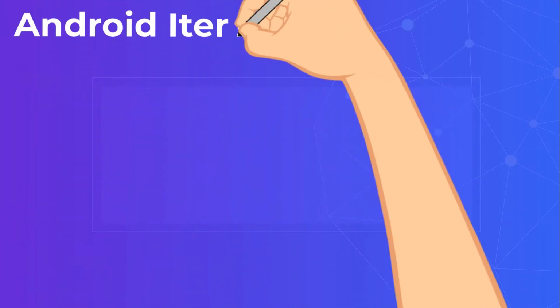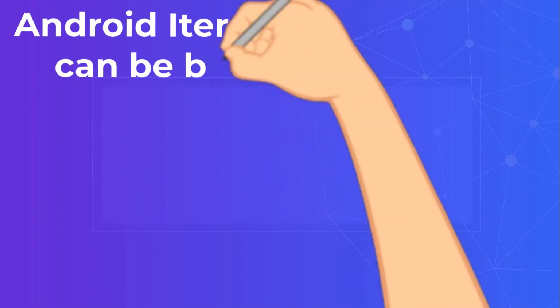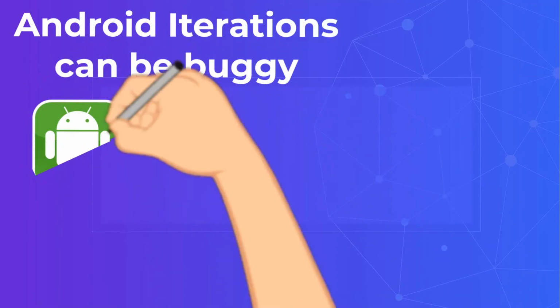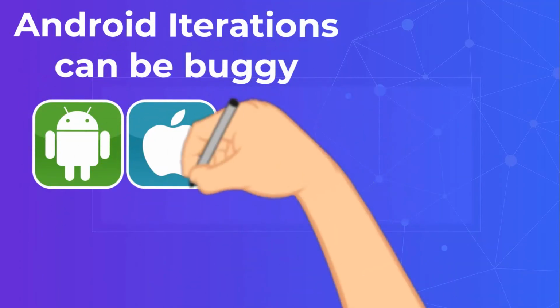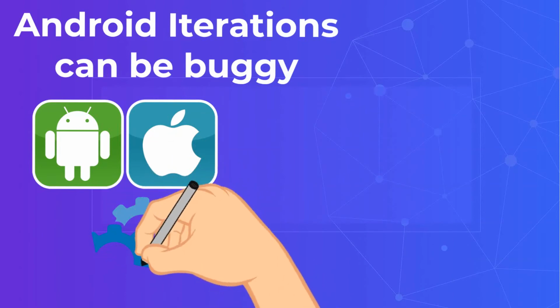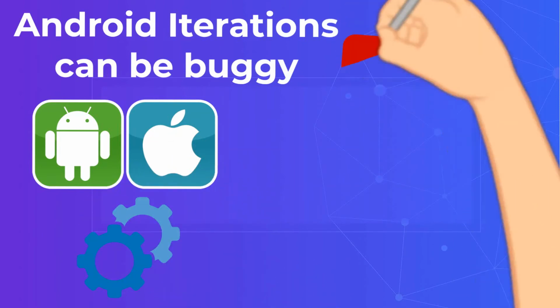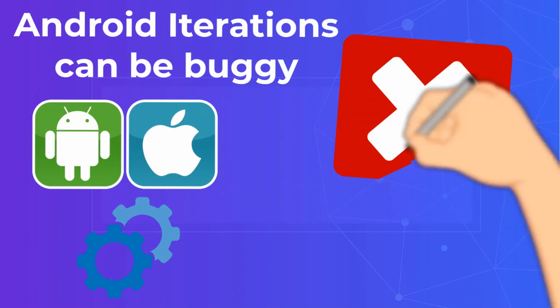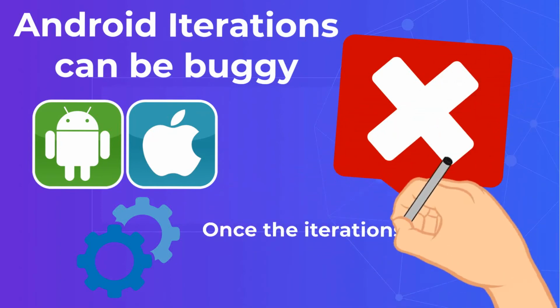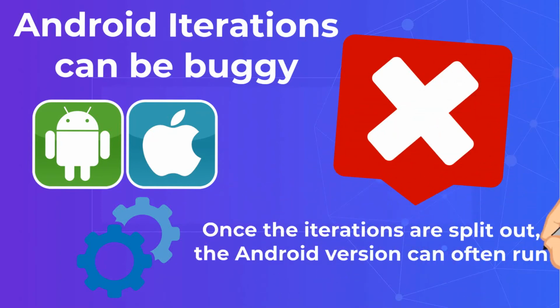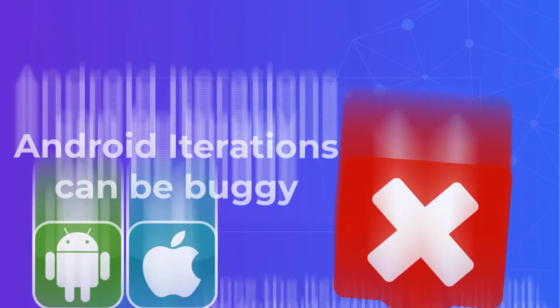Android iterations can be buggy. While React Native doesn't require developers to code separate versions in iOS and Android, it's not always a smooth running process. Once the iterations are split out, the Android version can often run differently than its counterpart. This often includes small bugs in the program which need to be attended to before the app can launch.